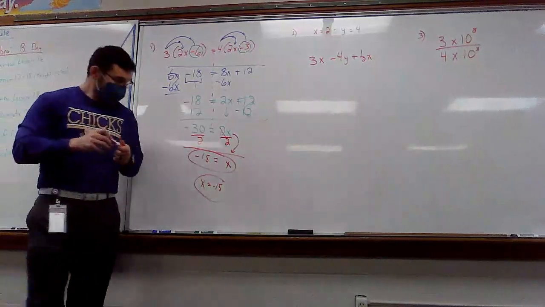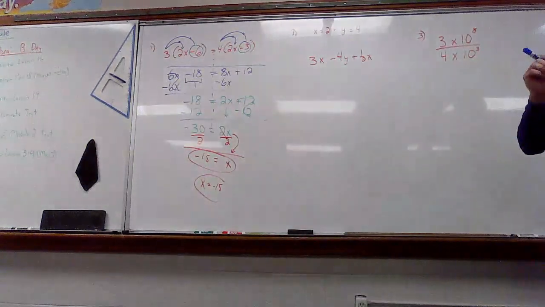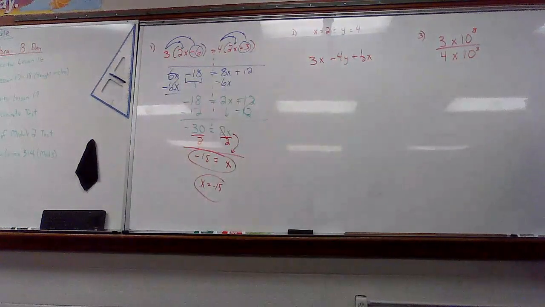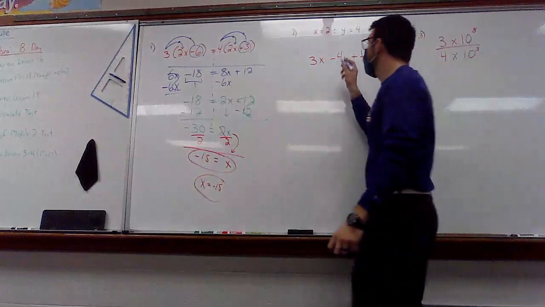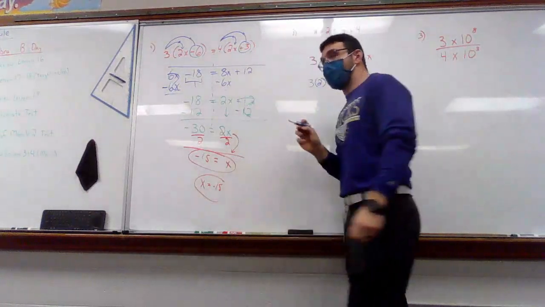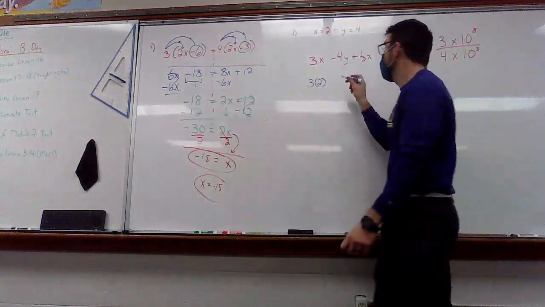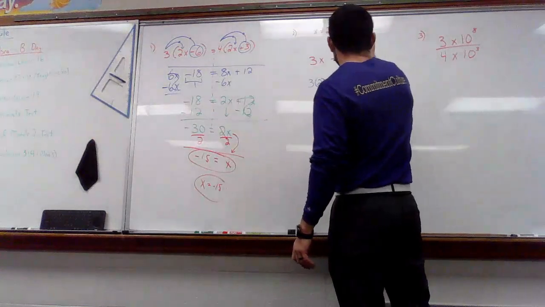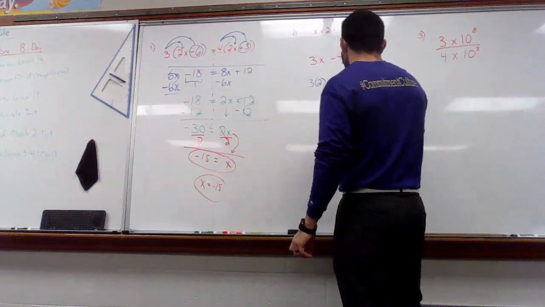Okay. Number 2, and this is probably the most important problem for today. We are going to spend a lot of time today substituting. When I substitute in, we're using parentheses. So if x is 2, I put 3 parentheses 2, not 32. It's 3 times x. So it's 3 times 2. Minus 4 times my y is 4, plus 1/2 times 2.